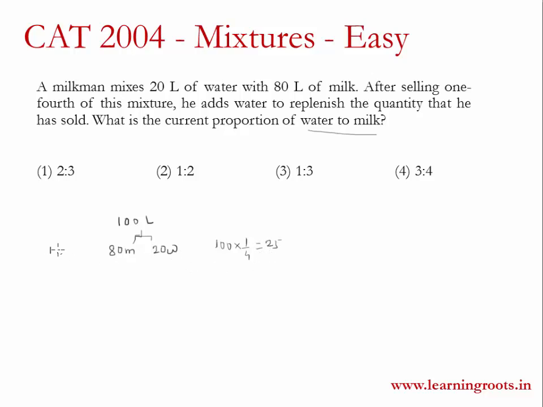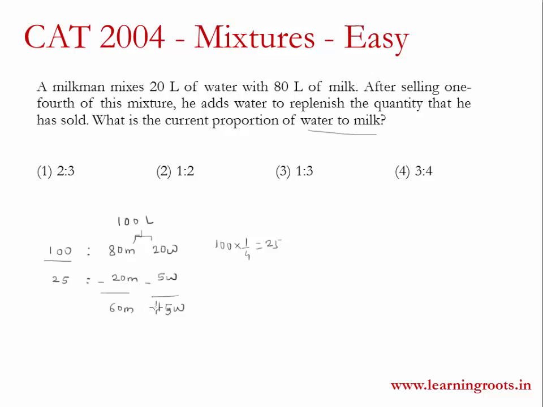Now the ratio remains consistent, which means in 100 liters the ratio of milk and water was 4:1. When he sells 25, even in that 25, the ratio will be 4:1, which means 20 liters of milk and 5 liters of water will go away. So he will be left with 60 milk and 15 water, right? Or you can simply figure out that 25 liters is getting sold, which means 3/4 is remaining. So 3/4 of 80 and 3/4 of 20 is what will be left.